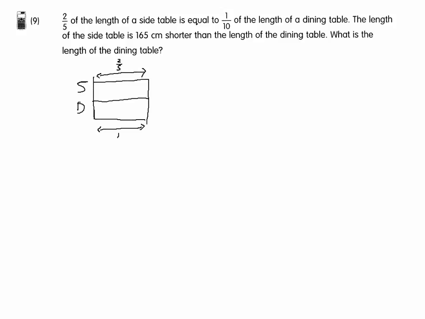So 2/5 is how many parts? 2 parts, right? 1/10, of course, you don't need to subdivide it. Now, I have 2 units and 1 unit. What should I do next, Kaden? I need to do lowest common multiple. And what's my lowest common multiple in this case, Jack?